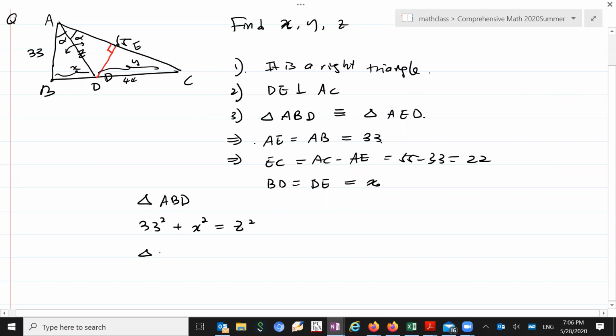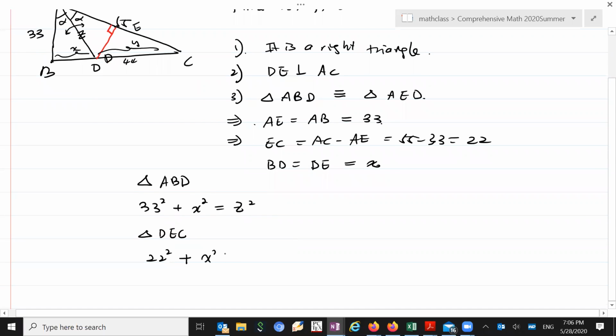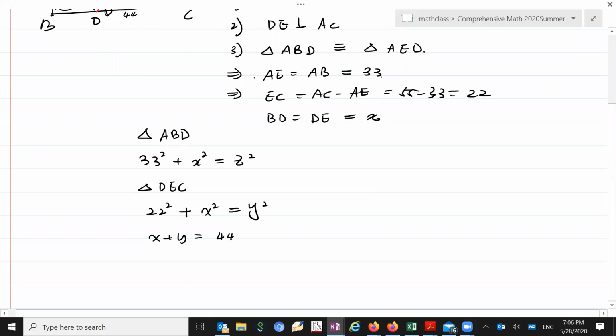In the triangle DEC, you have 2 squared plus x squared equals y squared, because DE is going to be x. Then you say, okay, I still don't know. I have two equations and three unknowns. But remember, x plus y is going to be 4. That's very important. So you have three equations and three unknowns, and then you can solve the problem.